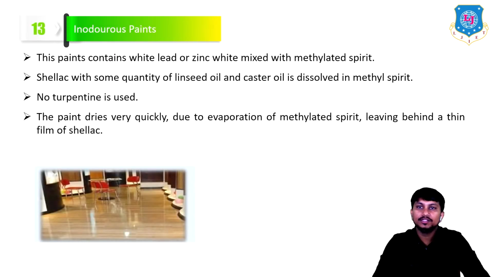Next is indoor paints. This paint contains white lead or zinc white mixed with methylated spirit. Shellac with some quantity of linseed oil and castor oil is dissolved in methylated spirit. No turpentine is used in this type of indoor paints. This paint dries very quickly due to evaporation of methylated spirit, leaving behind a thin film of shellac. This is how indoor paints look like.